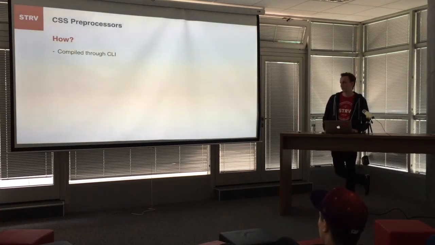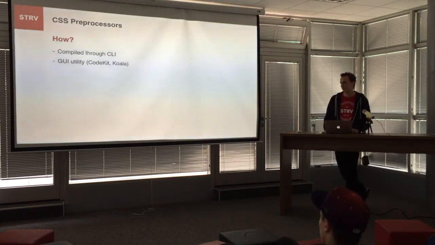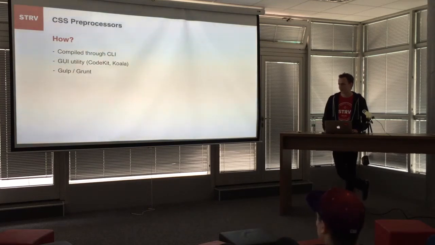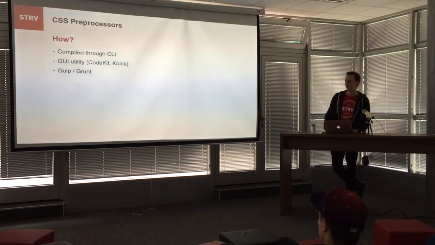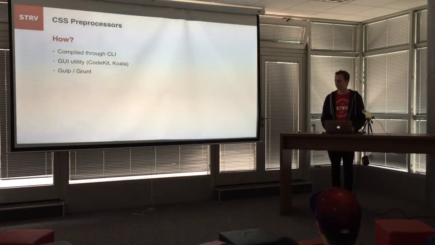How can you use CSS preprocessors? You can compile them through a command line interface, which isn't really useful. You can also use some kind of utility like CodeKit or Koala, which I recommend against because you don't have as much control over the stuff you're doing. You can also use task runners such as Gulp or Grunt, which also handle stuff like auto-prefixing, concatenation, and minification, and basically you have much finer control of your stuff than you do with a regular utility.